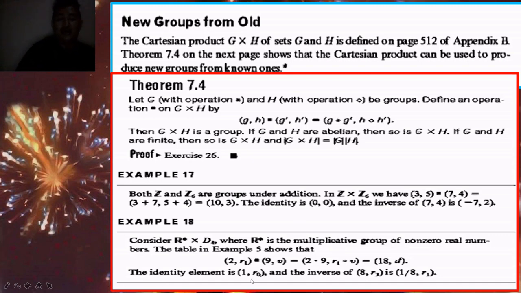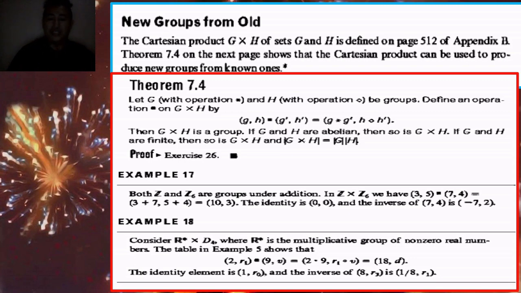The identity element is (1, R sub 0), since the identity in R star is 1 and the identity in D4 is R sub 0. The inverse of (8, R3) is (1/8, R1). 1/8 is the inverse of 8 in R star, and the inverse of R3 is R1, because R3 compose R1 is equal to the identity R sub 0.